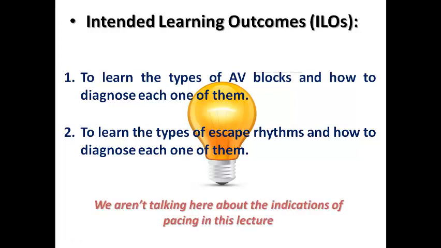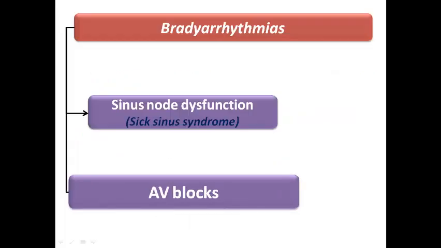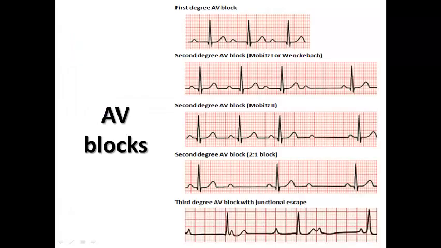And as we already know, we are not talking here about the indications of pacing in this lecture, as we are concerned with the ECG diagnosis, not with the management. Of course, AV blocks is the second most important type of bradyarrhythmia, the same as sinus node dysfunction, and they are very common to see in our clinical practice. And we have various types or degrees of AV blocks that we are going to learn today.